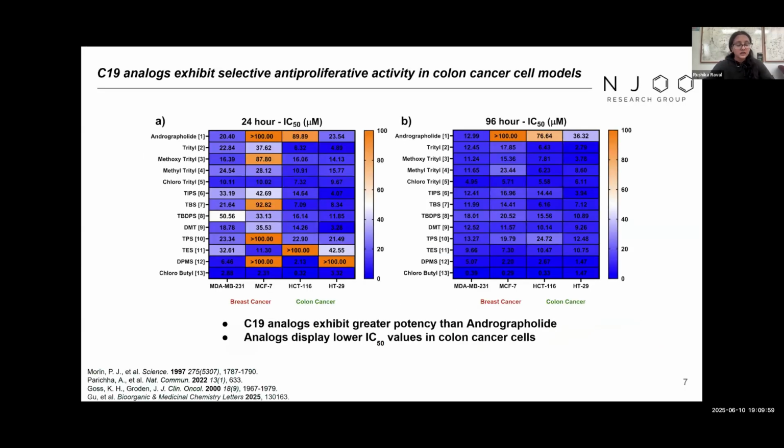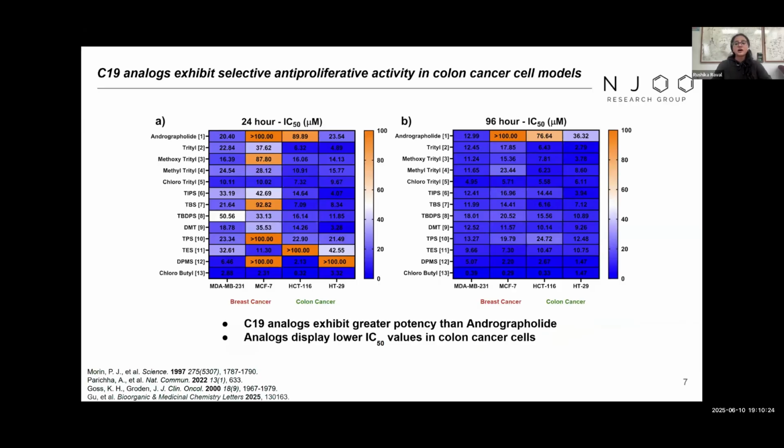Next. With these compounds in hand, we wanted to test their antiproliferative activity in different cancer cell lines. We picked four cell lines in particular: HCT116 and HT29 colorectal cancer cells, and MCF7 and MDA-MB231 breast cancer cells. We performed this experiment at 24 and 96-hour time points.